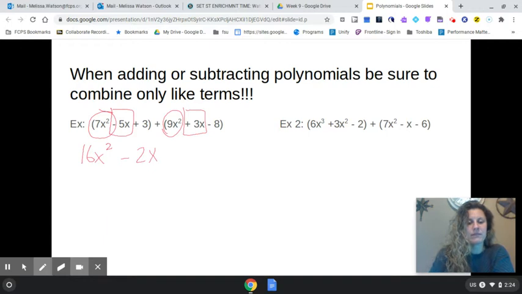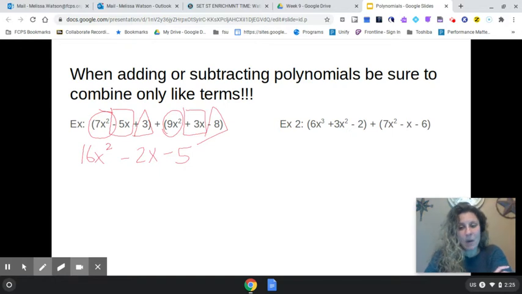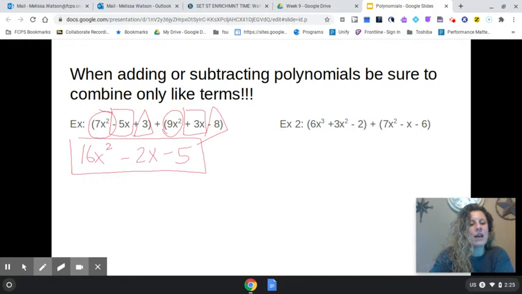And then the last set of like terms are our constants. We have positive 3, and we're adding on negative 8. So that's going to give me negative 5. Notice that we did not change any exponents. We were just adding the coefficients of those terms together. So this is our final answer, 16x squared minus 2x minus 5.